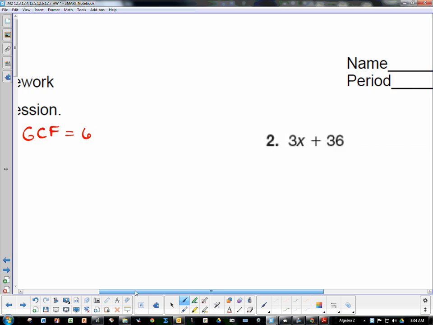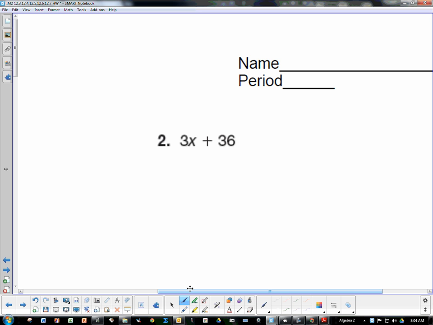Let's move over to number 2. Okay, we can kind of speed this up. I would think it's pretty easy now. What do they have in common? Number 2. 3. Divide by 3, divide by 3. And I have now x plus 36 divided by 3? 12. Don't forget, though, we want to bring that 3 out front.